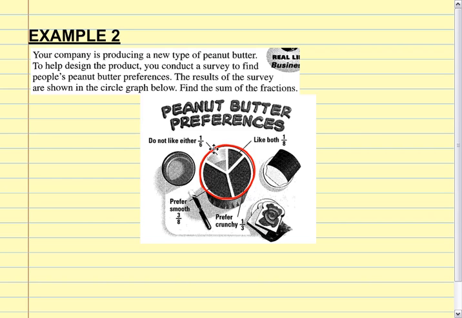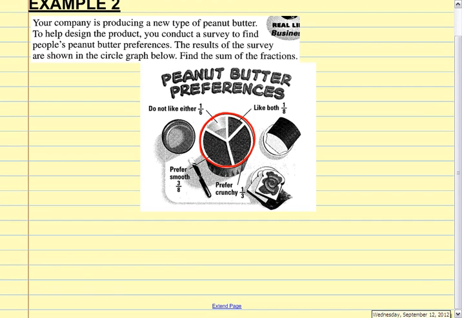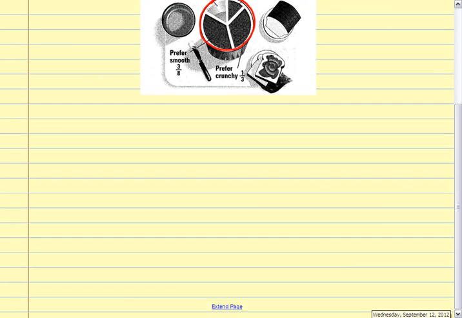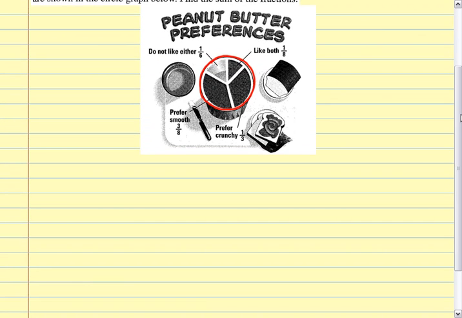We've got a 1/6 that don't like either. We have a 1/8 that like both creamy and crunchy. We have a 1/3 that likes crunchy. And we have 3/8 that prefer smooth. So we need to add these 4 fractions together. Okay? So let me go down here. And I'm going to do 1/6 plus 1/8 plus 1/3 plus 3/8.